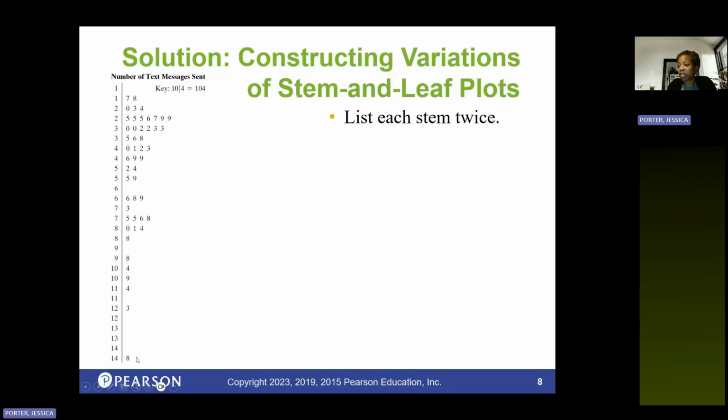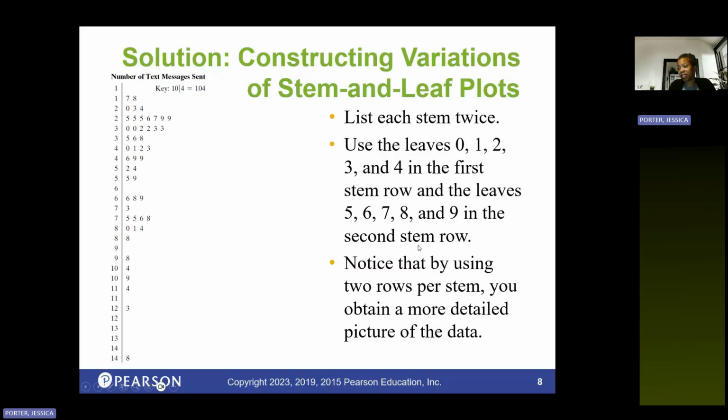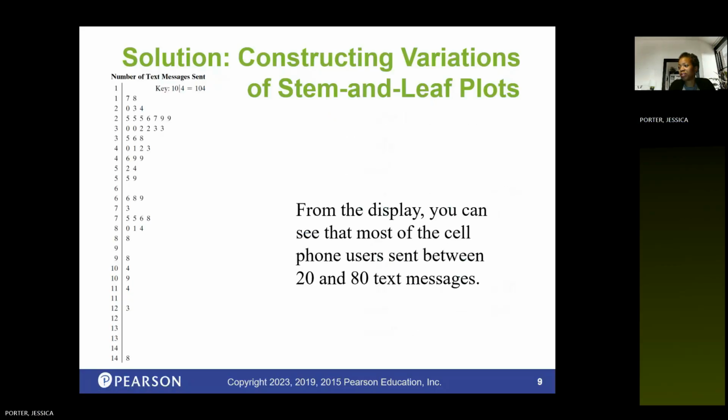And then you have these superstars. Somebody's texting 148 texts. I hope this is not per day. Maybe it may be per day. You never know. Okay. Okay, so they said it's between 20 and 80 texts. Most of the data is in between 20 and 80.